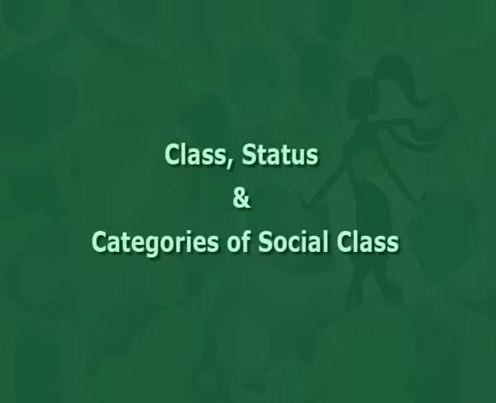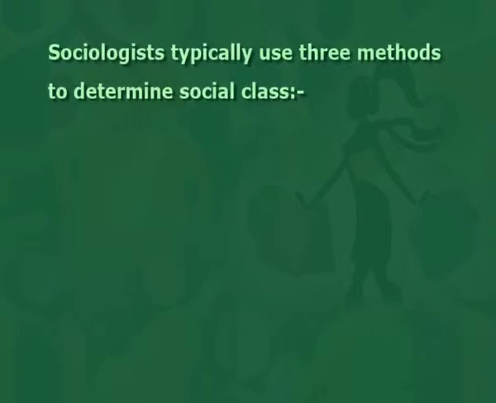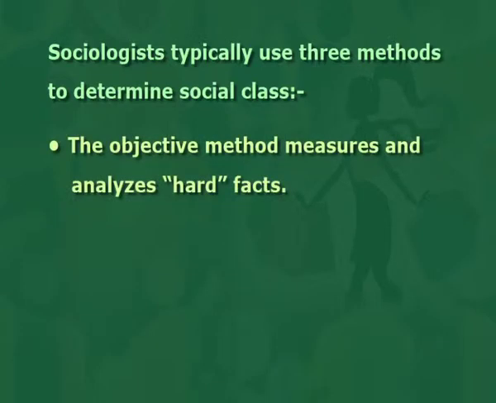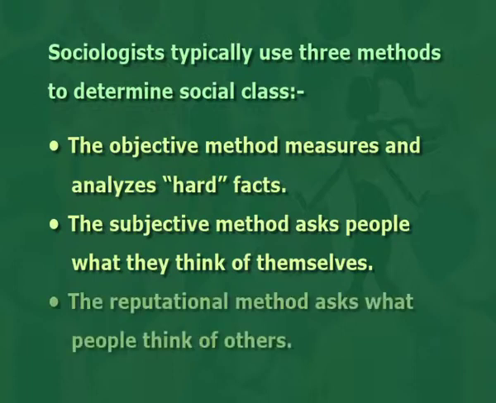Now, let us study about the class, status and categories of social class. Social class refers to a group of people with similar levels of wealth, influence and status. Sociologists typically use three methods to determine social class. Firstly, the objective method measures and analyzes hard facts. Secondly, the subjective method asks people what they think of themselves. Thirdly, the reputational method asks what people think of others.